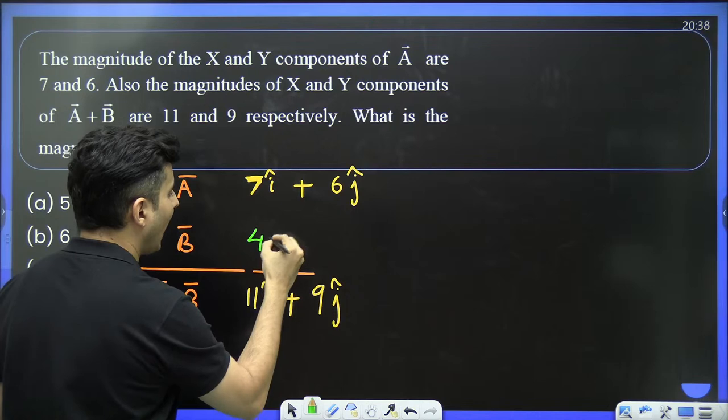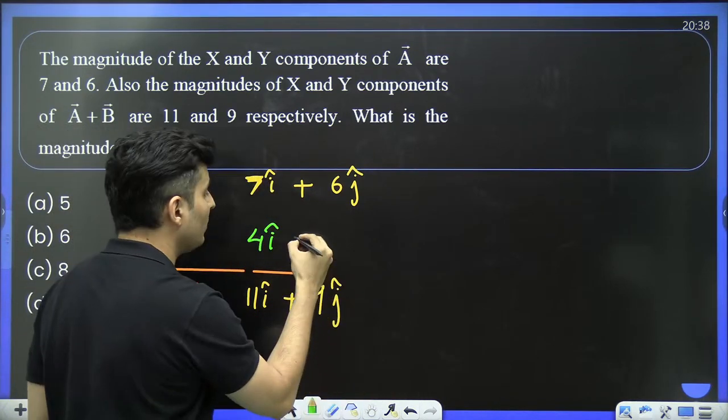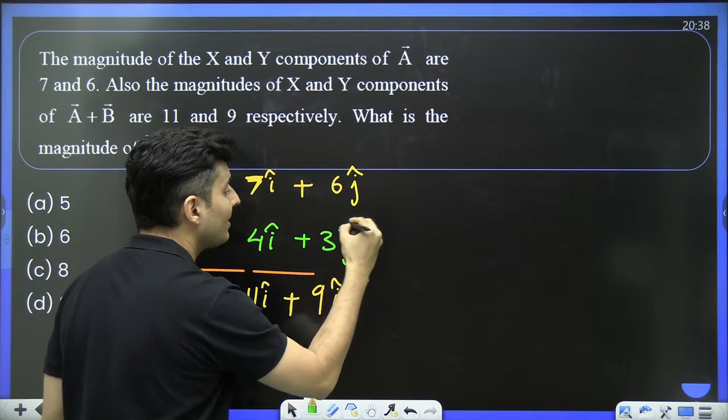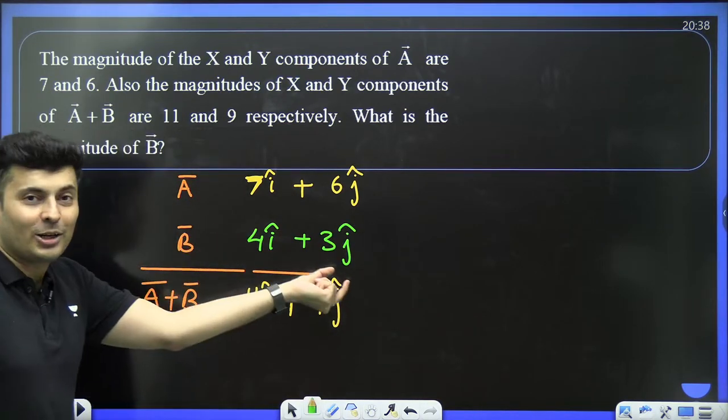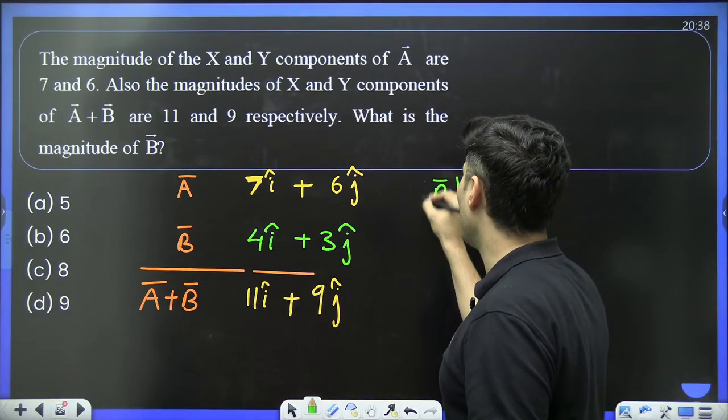So 4 i cap over here. 7 plus 4 will give you 11. 6 plus what will give you 9? Obviously 3. So this will be 3 j cap. So I found vector B. But that's not the question. The question is, what's the magnitude of that vector?